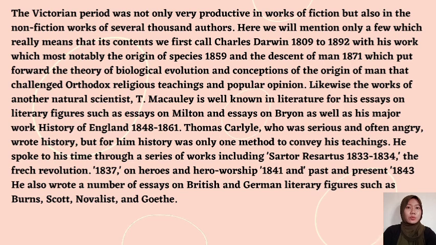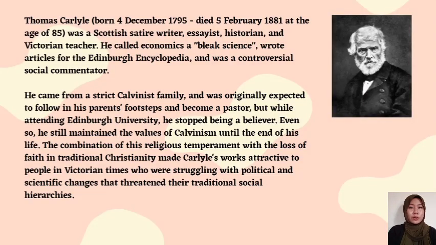Thomas Carlyle, who was serious and often angry, wrote his story, but for him story was only one method to convey his teachings. He spoke to his time through a series of works including Sartor Resartus 1833 to 1834, The French Revolution 1837, On Heroes and Hero Worship 1841, and Past and Present 1843. He also wrote a number of essays on British and German literary figures such as Burns, Scott, novelists, and Goethe. Thomas Carlyle, born 4 December 1795, died 5 February 1881.